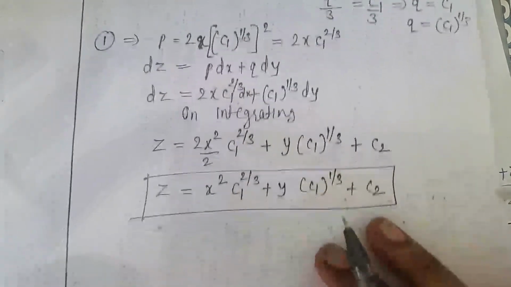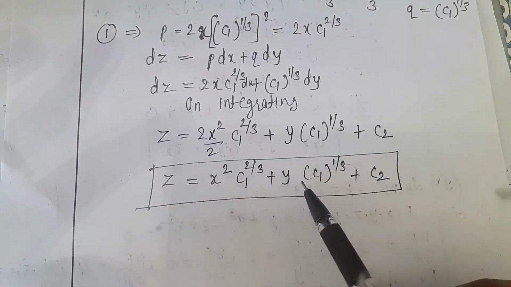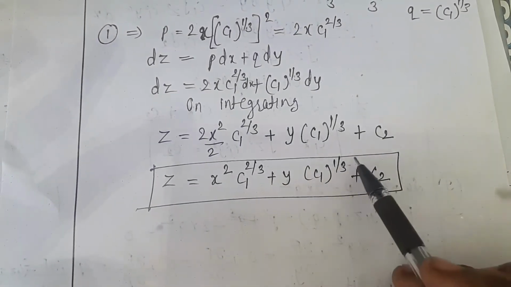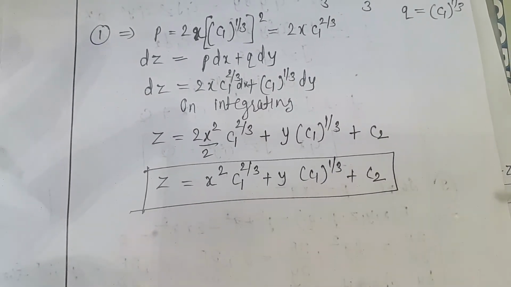Then substituting p and q in dz to get the value of z. So directly I am telling you the answer here: z = x² c1^(2/3) + y c1^(1/3) + the next constant of integration c2. So this is the final answer.